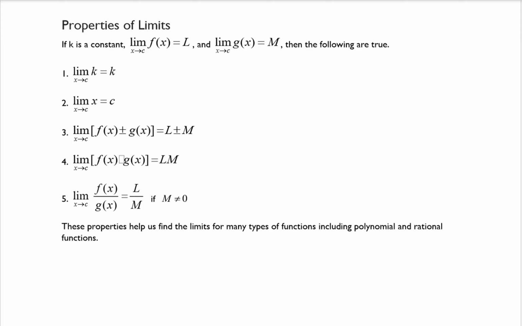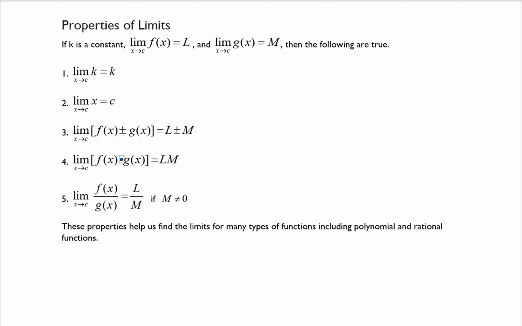The third property is saying that if you add the f and g functions together, then you can add their limits together, and that will be the limit. Property 4 has a multiplication symbol missing from the display, but it basically says if you multiply f and g together, then you can multiply the limits together.